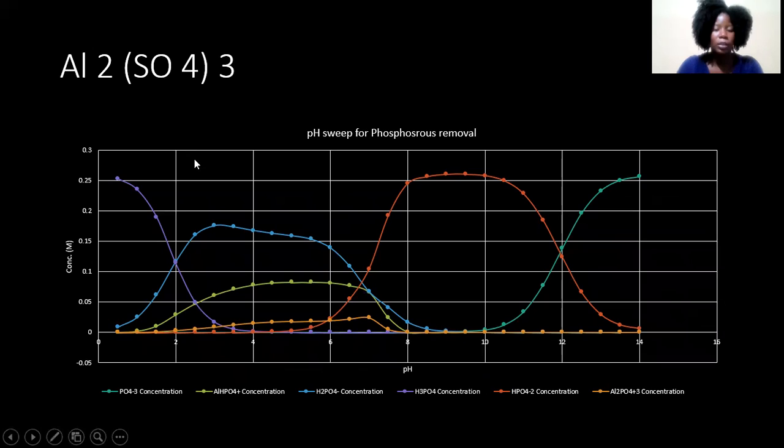The third simulation was for aluminum sulfate, and it produced 3 equilibrium points. These are also the lines for the red. The red is for HPO4 -2, and the blue is for H2PO4. The complexes with phosphate are in green, this light green here, and in orange here. As we can see, they're in very low concentrations.